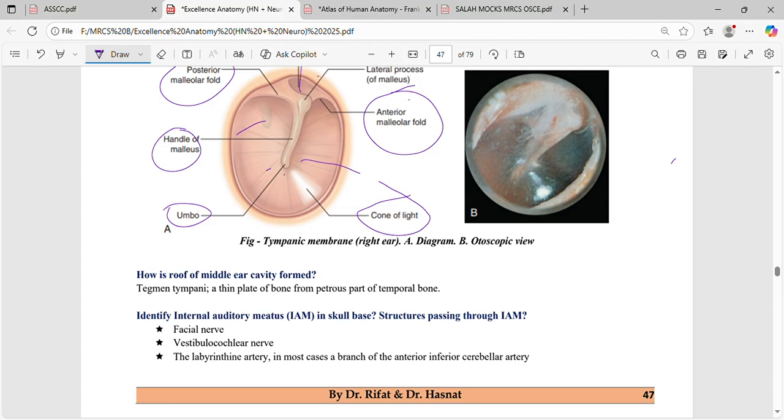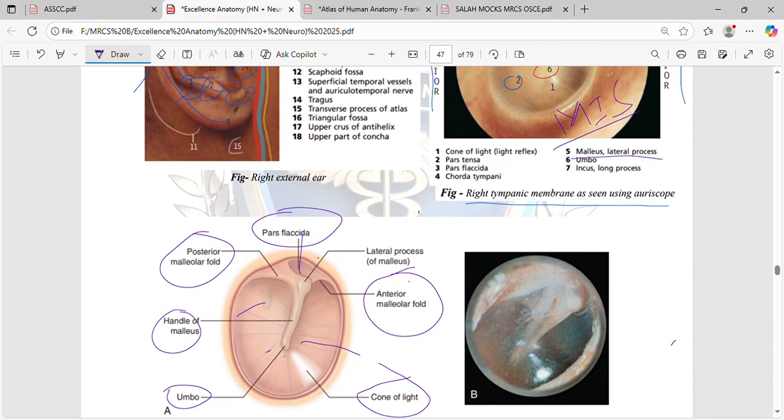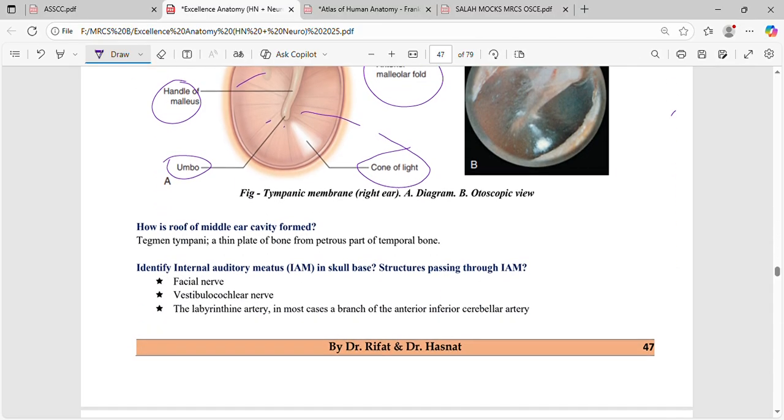So how is the roof of the middle ear cavity formed? This is formed by the tegmen tympani, a thin plate of bone from the petrous part of the temporal bone. So this forms the roof of the tympanic cavity or middle ear cavity. So identify the internal auditory meatus in the skull base. They will show you the skull, and you have to identify the structures passing through the internal auditory meatus.